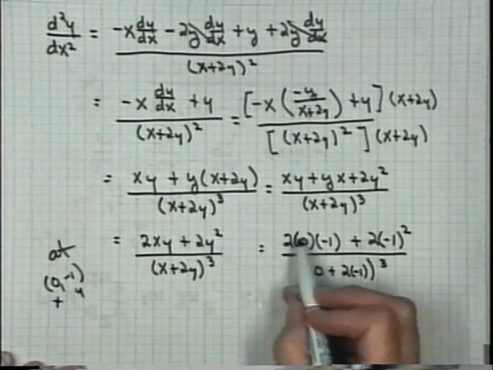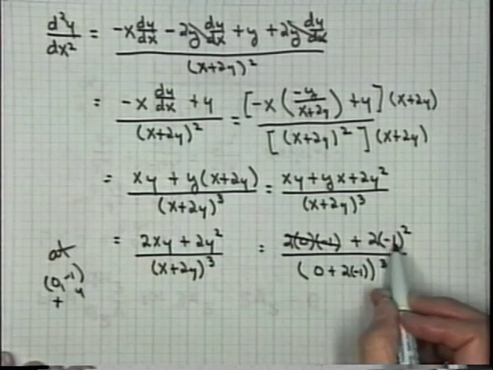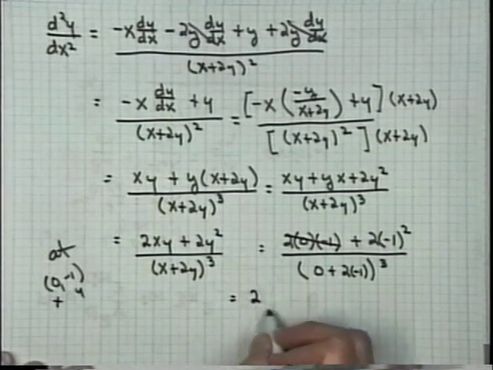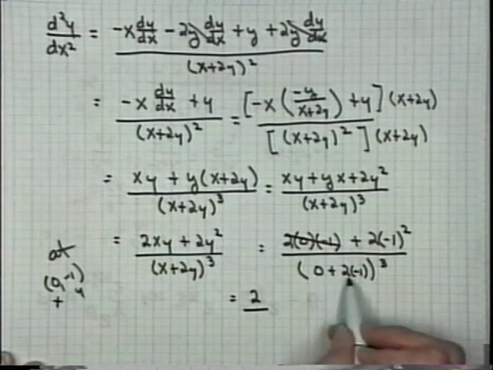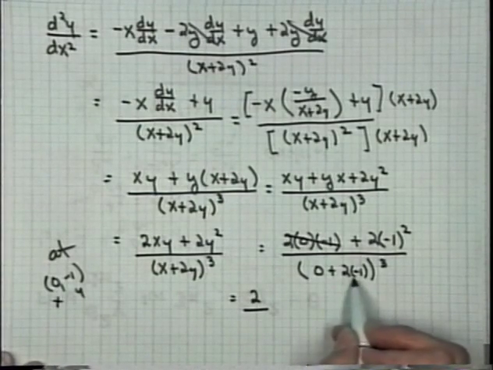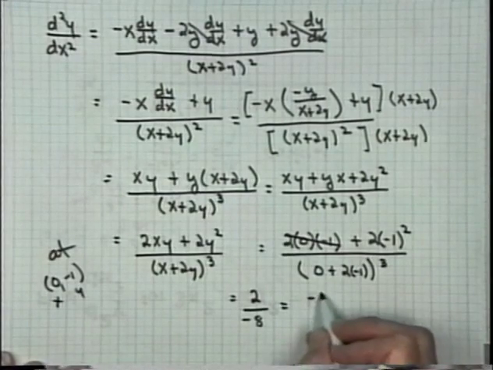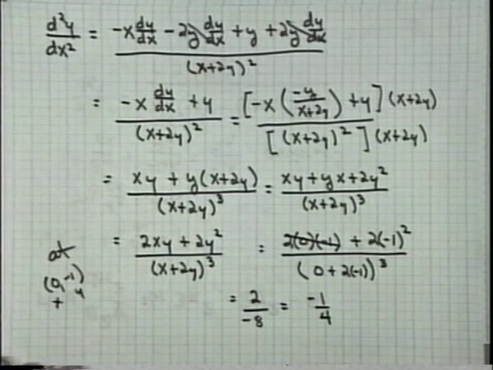Of course, 2 times 0 times negative 1 is a 0. Negative 1 squared is 1 times 2 gives me a 2. And this is a 0. 2 times negative 1 is negative 2. And if I cube negative 2, I get negative 8. And that will reduce to negative 1/4.